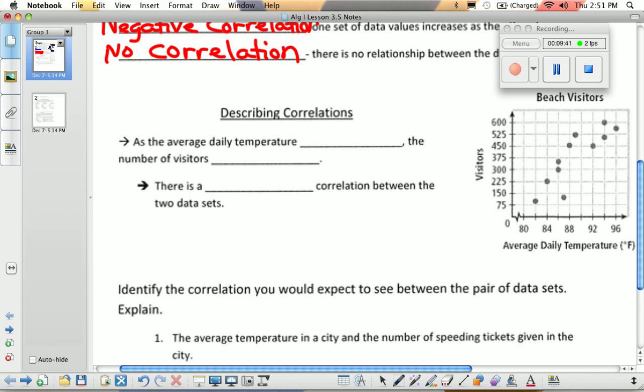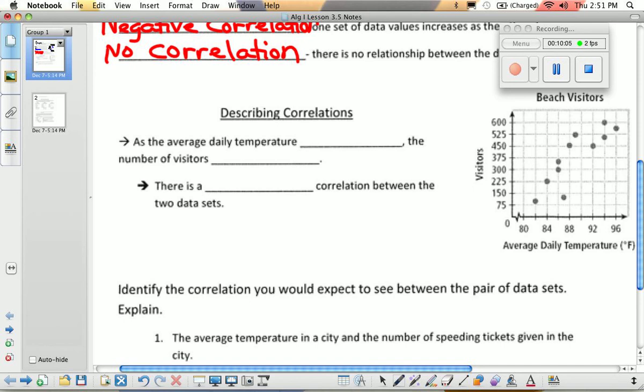Okay, it's saying when they took the average daily temperature in degrees Fahrenheit and said, okay, well, here's what the temperature was. How many visitors were there at the beach when that temperature was at that particular mark? So, right now, do you think it looks like there's some correlation between the two?